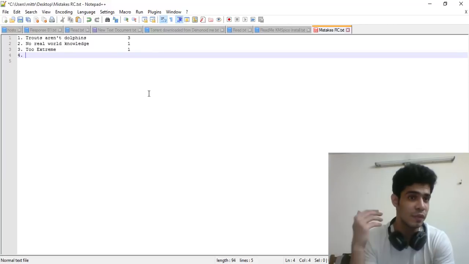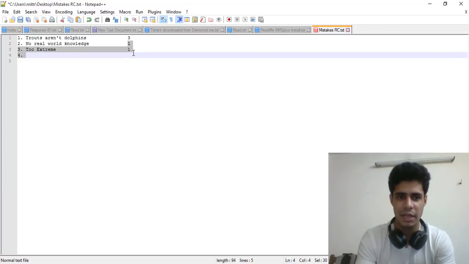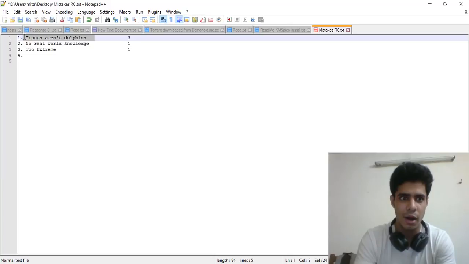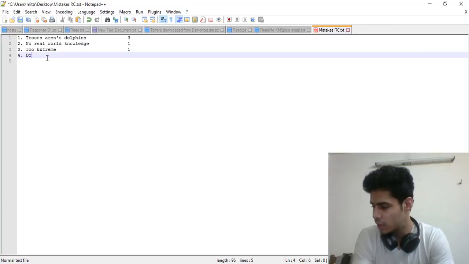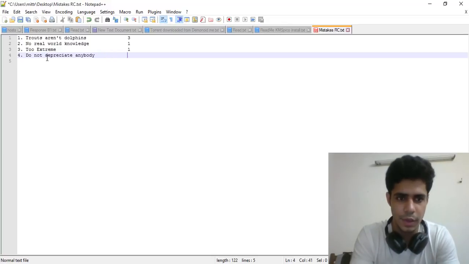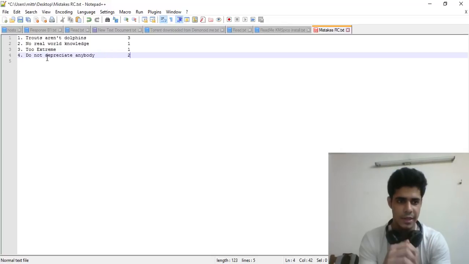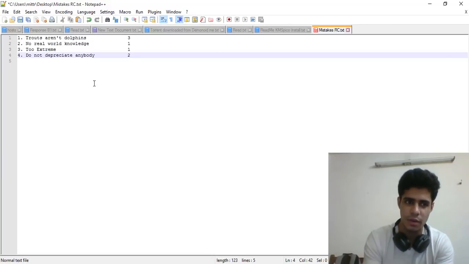But make sure that you identify your own mistakes and keep count of how many times you're making them, and then just focus on the ones that are most significant in your case. Okay. So the fourth one is do not depreciate anybody. Let's say it's asked of you that you identify how the author feels about someone else in the passage, or maybe how the critics feel.